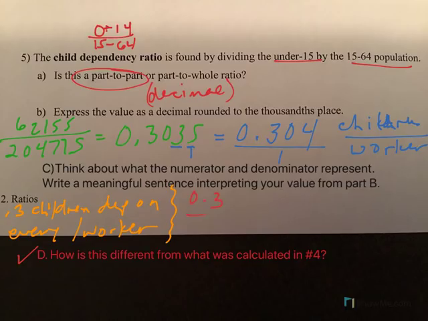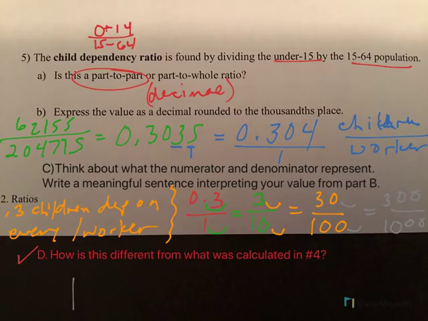If I have 0.3 over 1, mathematically, I can multiply the top and the bottom by 10, which moves my decimals, and that gives me 3 over 10. So now I have 3 children dependent on every 10 workers. Or I could multiply by 10 again, and I get 30 children are dependent on every 100 workers. I could keep doing this as much as I want. Or 300 children are dependent on 1,000 workers. Those 4 ratios are all equivalent.